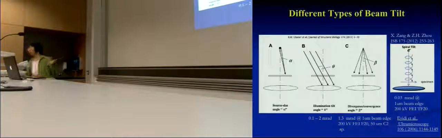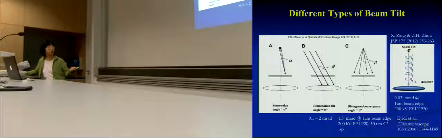This paper has a formula that shows you how to do this calculation. You can also do the measurement yourself, but you need to know your microscope parameters. So we know that if I have a 1 micron beam, at the edge of that 1 micron beam, I will have 1.3 milliradians of beam tilt coming from the divergence, the convergence of the beam.